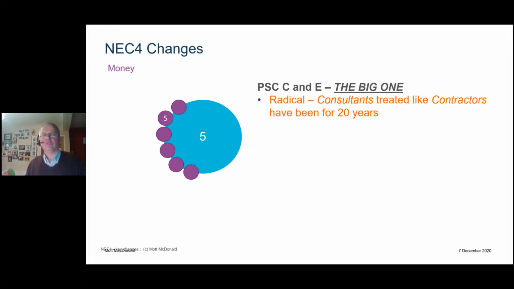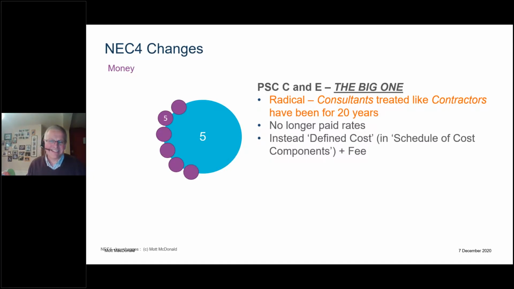So this is radical. Suddenly consultants are being treated like contractors. Shock horror. Can't have that. I work for Mott MacDonald. So in PSC3, we were just paid rates, and we were paid rates for target contract and for the reimbursable, option C and option E. Instead, we're now, I say we because I work as a consultant, paid defined cost in a schedule of cost components, the same language as ECC, not the same schedule, but the same language. It is the PSC schedule of cost components. On top of that, we get a fee.